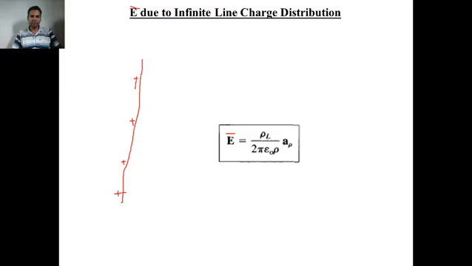Okay, charge is distributed uniformly on this particular infinite line charge. The line is infinite on both ends, and suppose this charged line is kept on the z axis, and we assumed one point P here, and we wanted to find out what is the E bar at this point P due to this total line charge.